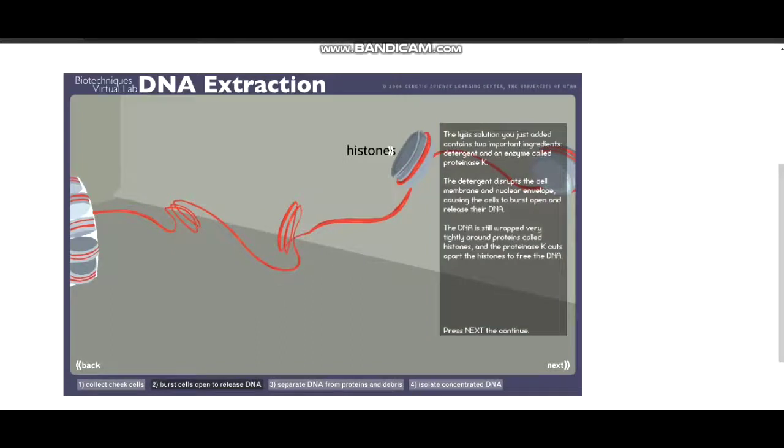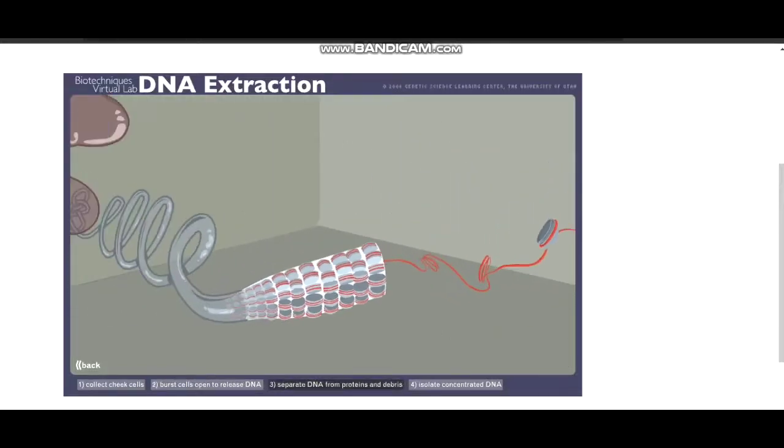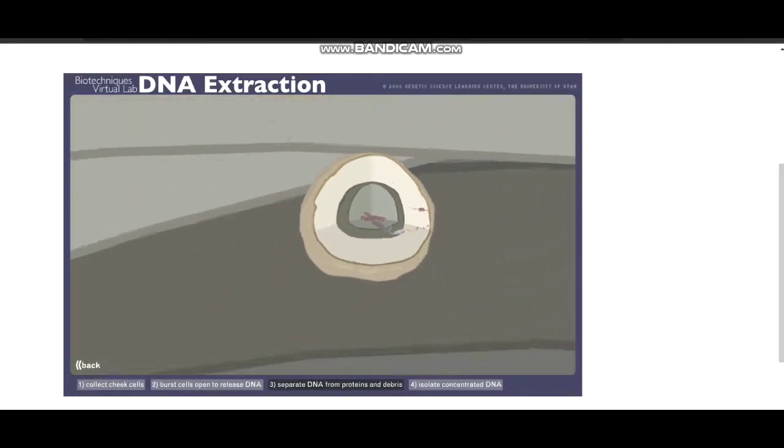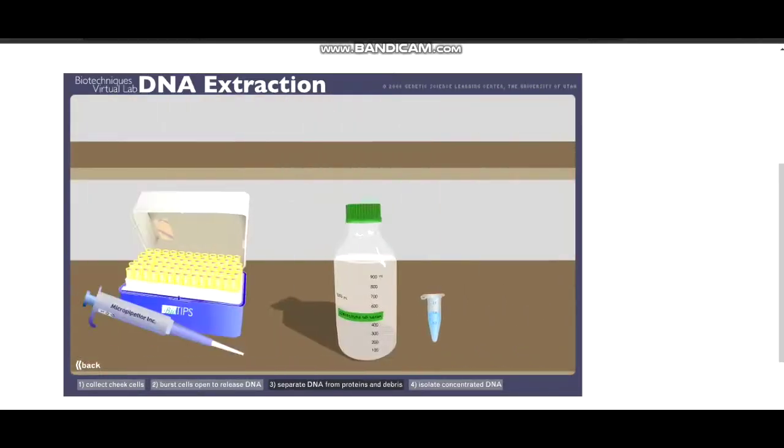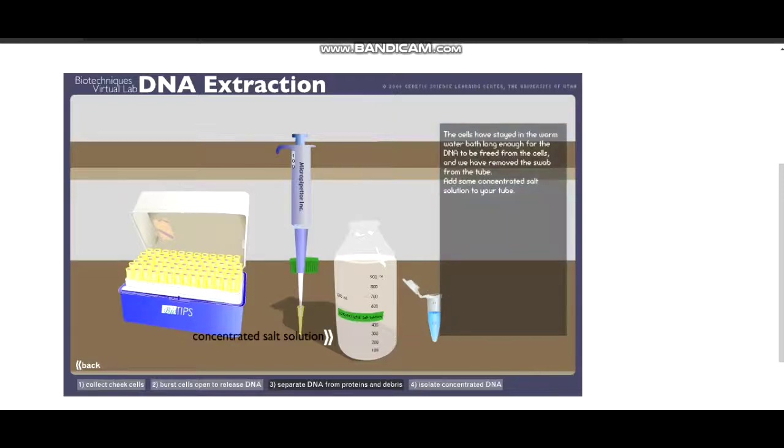Alternatively, the lysis solution just added contains important ingredients, including an enzyme called proteinase K. The DNA is still wrapped very tightly around a protein called histone, and the proteinase K cuts apart histone to free the DNA. The cells have stayed in the warm water bath long enough for the DNA to be free from the cell, and we have to remove the swab from the tube.